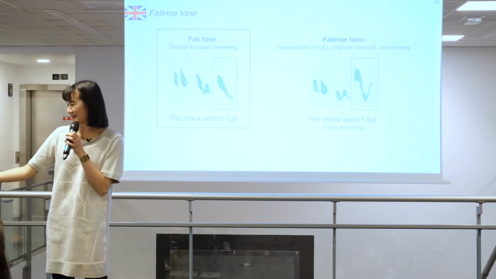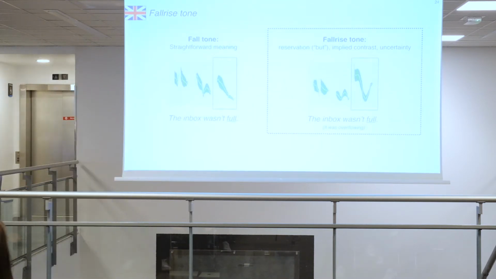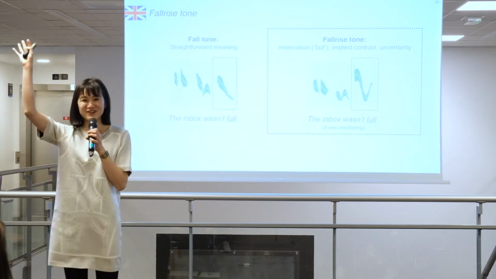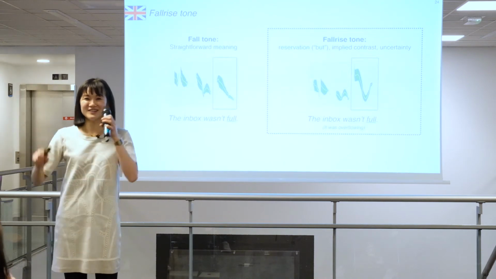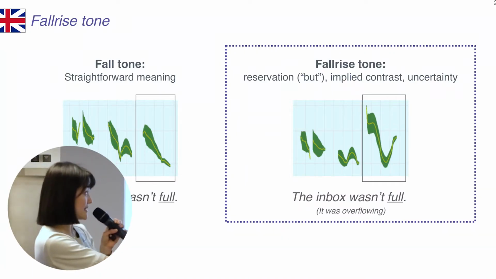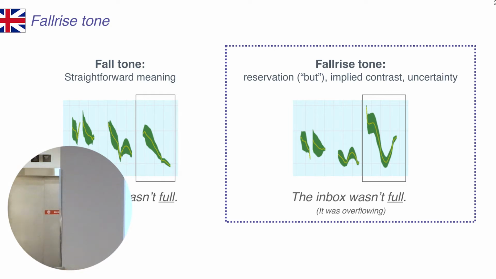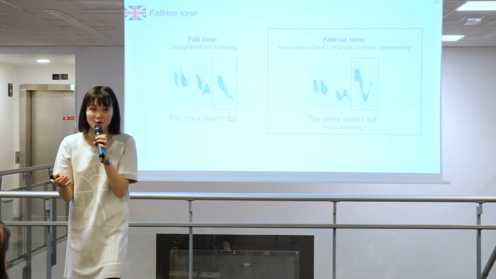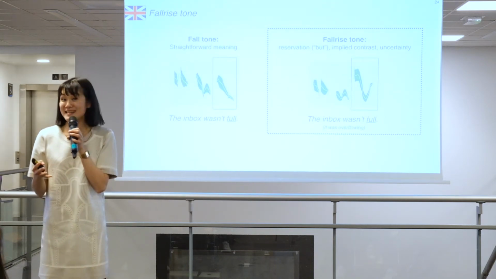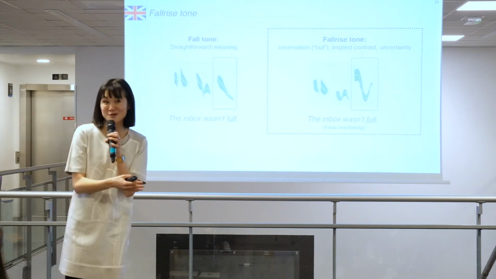So now for the second one. The inbox wasn't full. So was the inbox full? Full. Not full. Okay, so it turns out the second pronunciation, where the intonation curve looks like a V, is called the fall-rise tone. And when you say the inbox wasn't full, it actually means the opposite of the literal words.